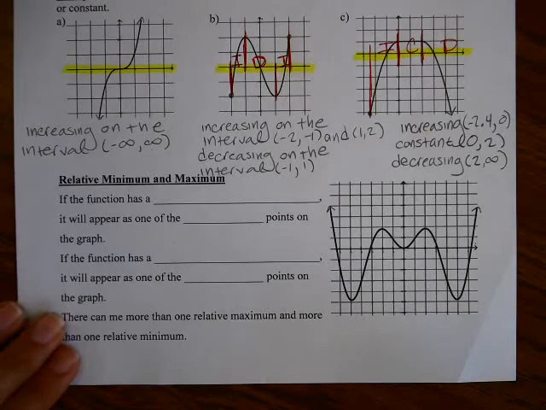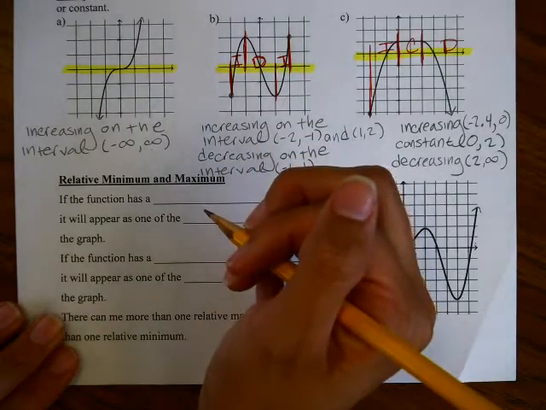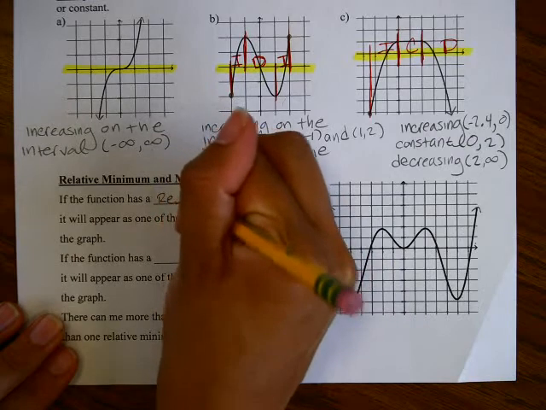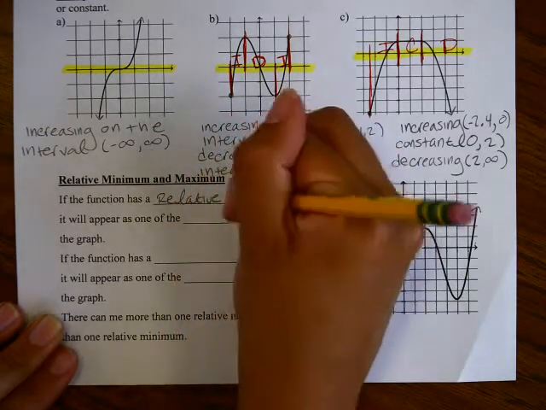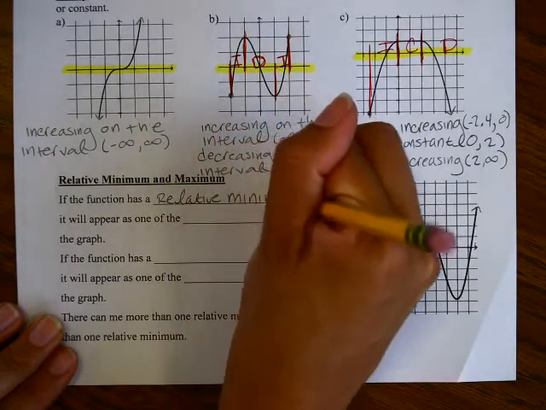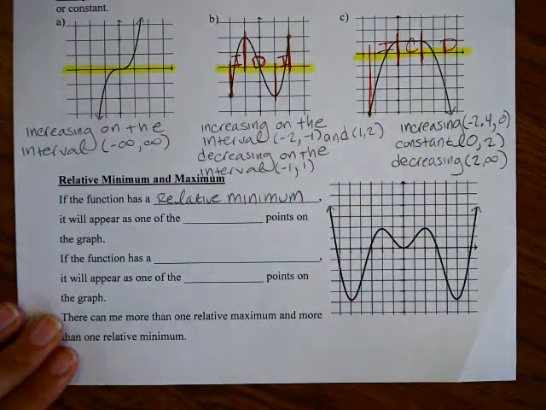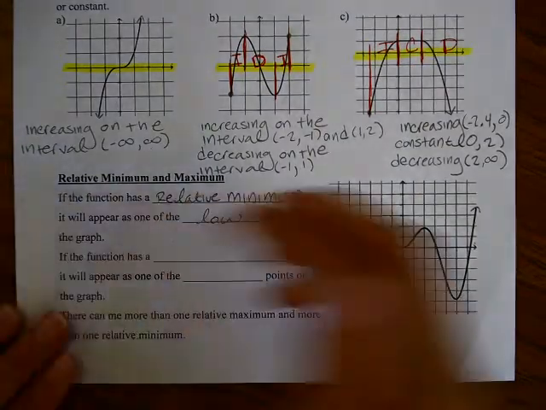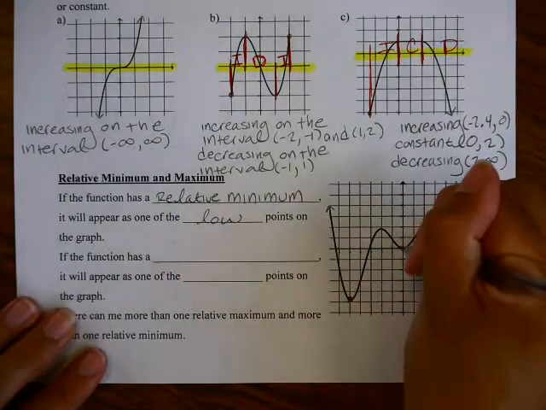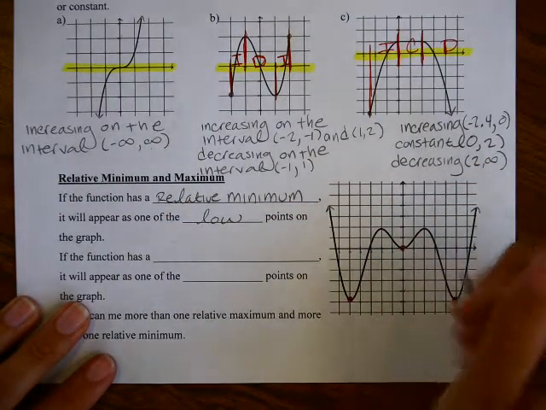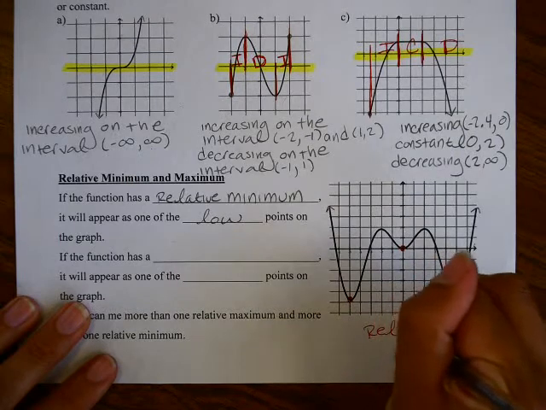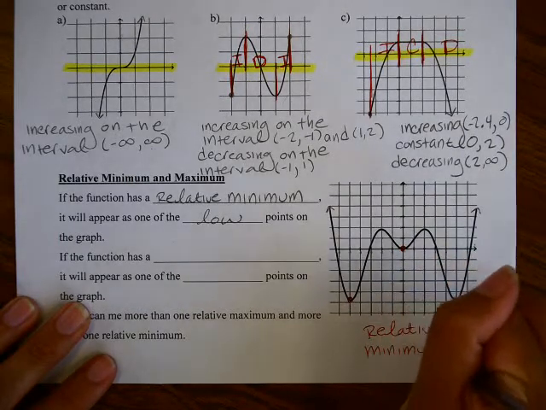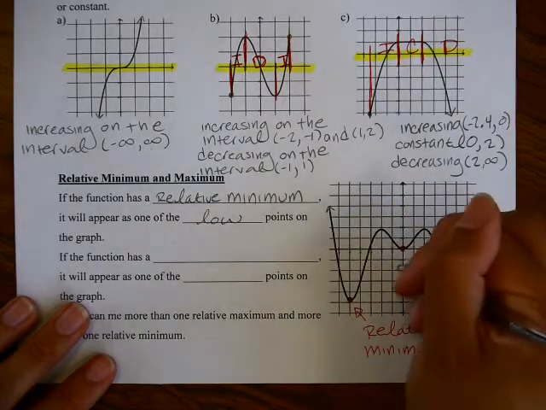So if the function has a relative minimum, it will appear as one of the low points on the graph. So here, here, and here, all three of these are relative minimums.